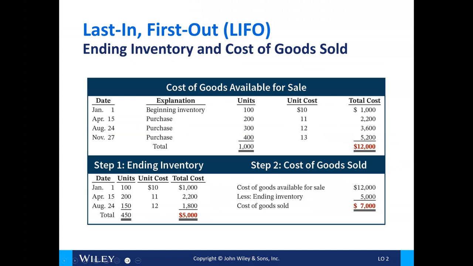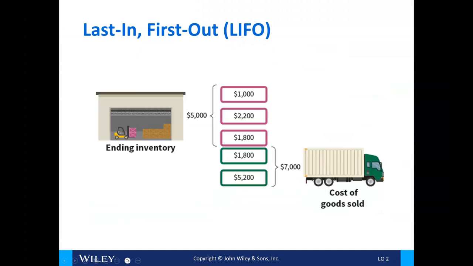So under FIFO, our net income is going to be higher and our inventory is going to be higher. Under LIFO, our inventory is going to end up being lower. Our cost of goods sold are going to be higher, which means our net income is going to be lower. And so here's the opposite. We're keeping the first units, we're selling the most recent purchases.